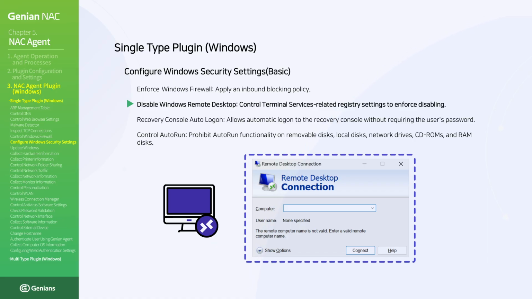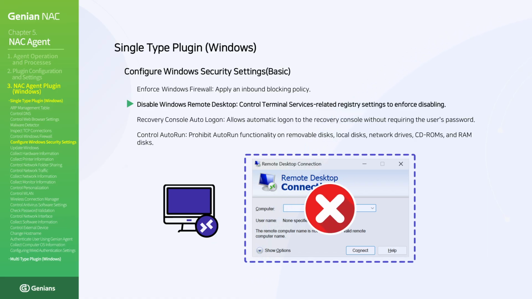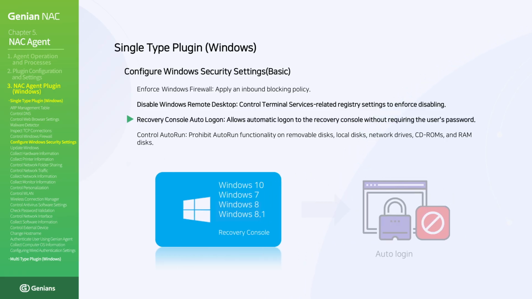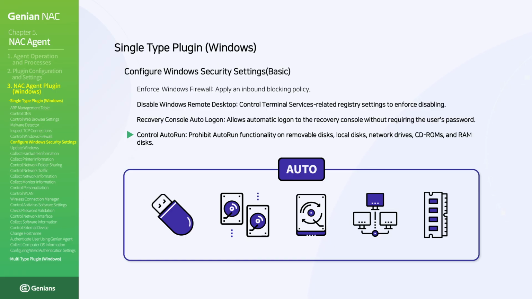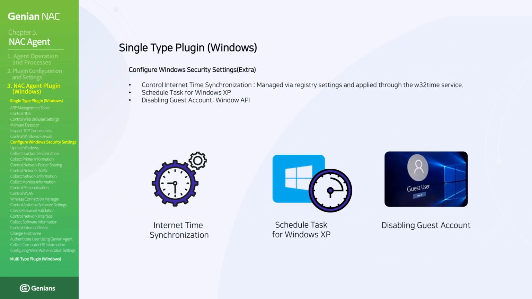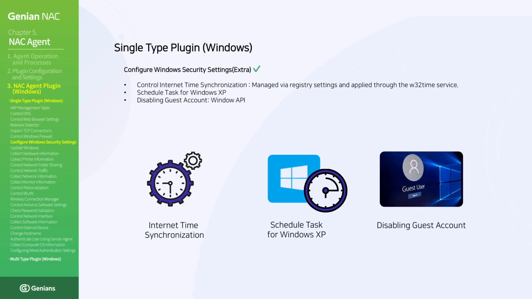The Remote Desktop section enforces the disabling of remote desktop settings on the endpoint device. The Recovery Console Auto Login section enforces disabling the automatic login feature, ensuring that a user's password is required when using the Recovery Console. The Auto Run section enforces disabling the Auto Run feature for removable disks, local disks, network drives, CD-ROMs, and RAM disks. The Configure Windows Security Settings plug-in extra settings configure the following options.